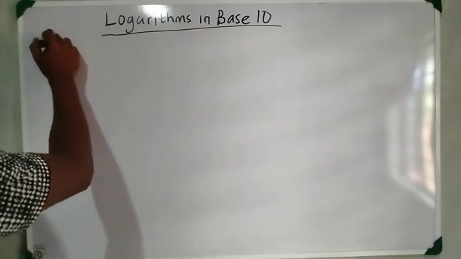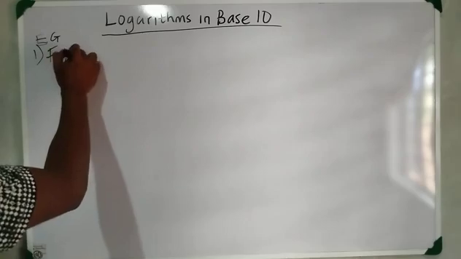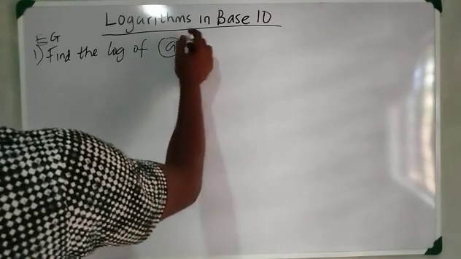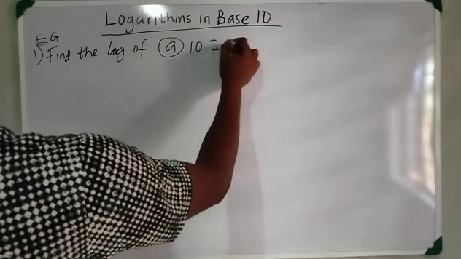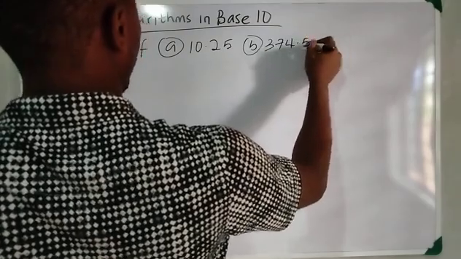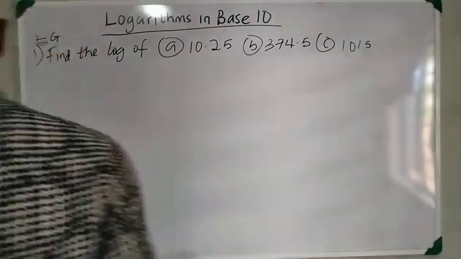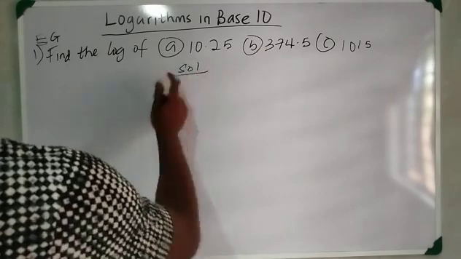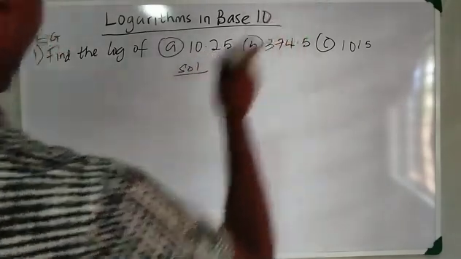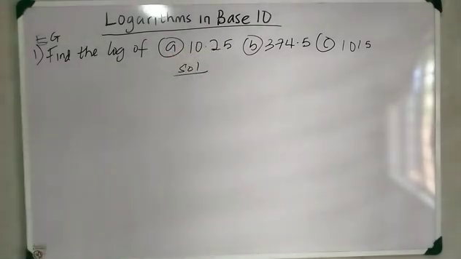Now, look at this example. Imagine that we are told to find, example 1, we are told to find the logarithm of these numbers. Let's look for the logarithm of 10.25. We also look for the logarithm of 374.5, and we also look for the logarithm of 1015. Now, if you notice, for these numbers, they are not like the former ones we just did, where you can easily raise 10 to a whole number and you get them. So, how do you find the logarithm of these numbers? Mind you, we are working in base 10.